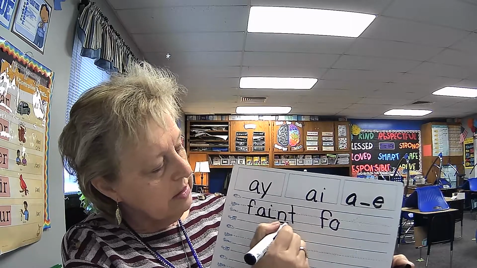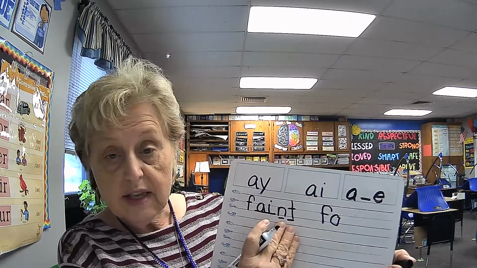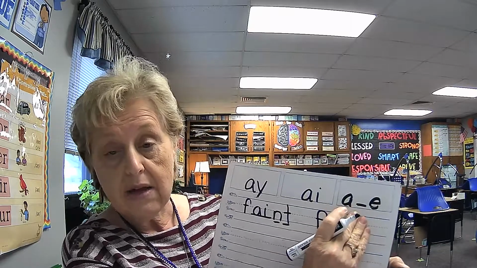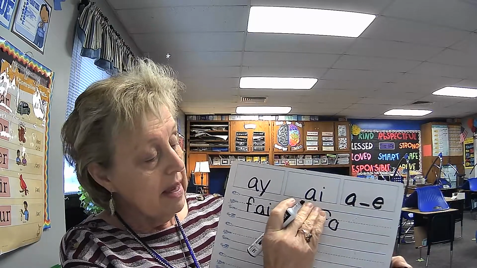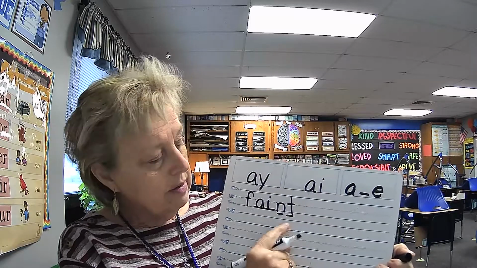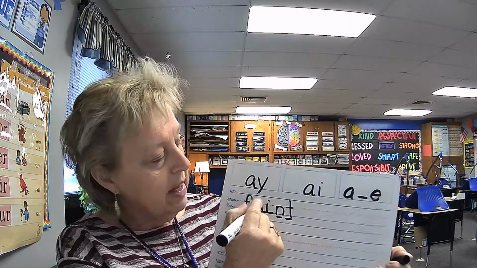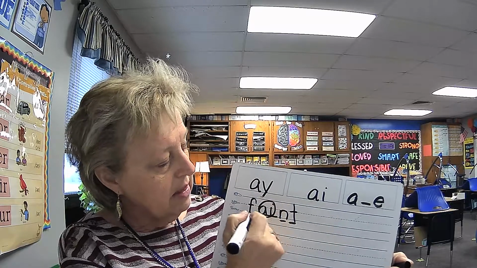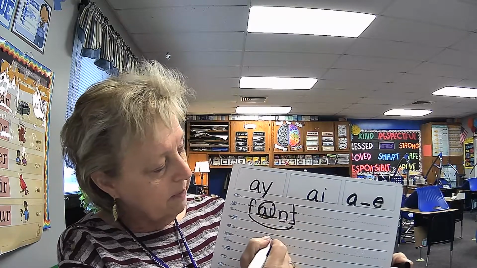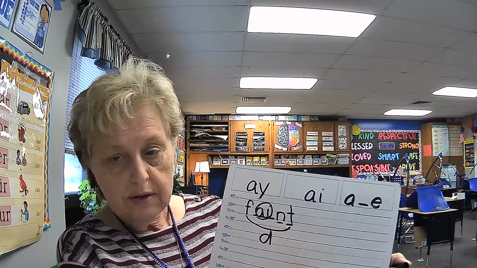oh, there's two consonants. Oh, when there's two consonants at the end of the word, it can't be A consonant E. So it can only be A-I. Oh, good thing we remembered that rule. With two consonants at the end, it has to be A-I. Okay, circle the A-I, faint, scoop it. And it's a double vowel word.